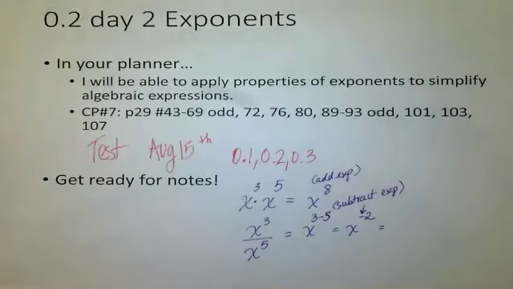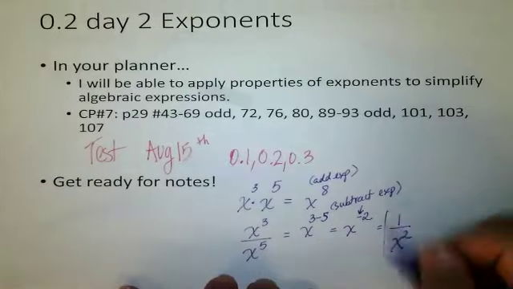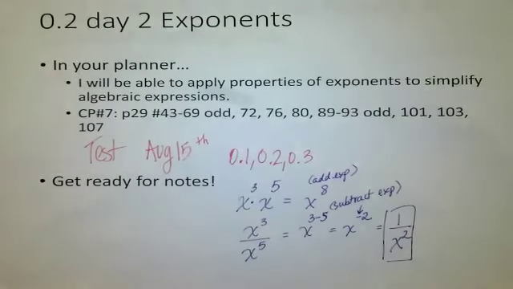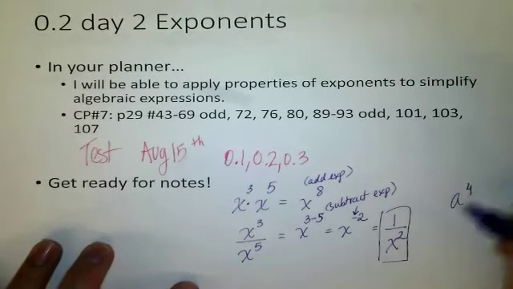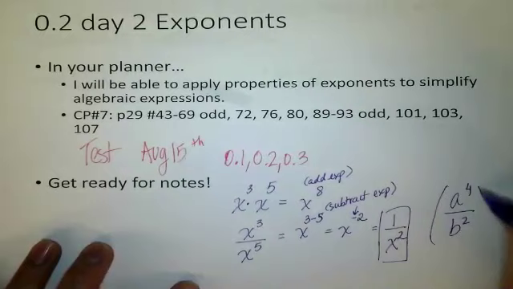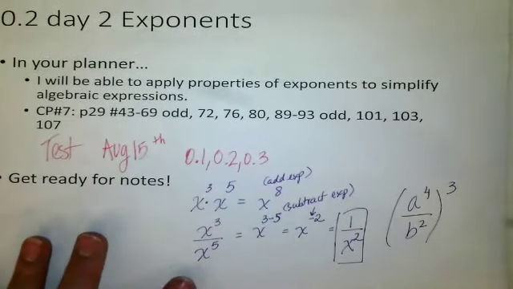Remember, that negative sign says I'm unhappy up here, and I want to flip down into a denominator position where now I'll be totally happy. Those are the rules in a nutshell. And also, we can multiply powers together. Let's see. A to the 4th divided by b squared, all to the cube. What do you do in that case?